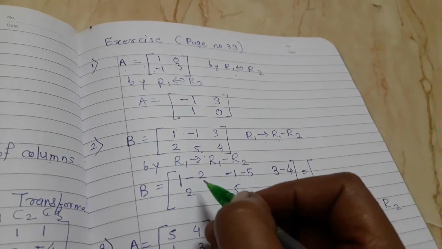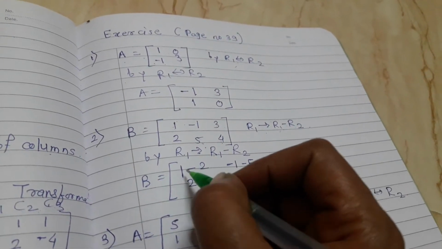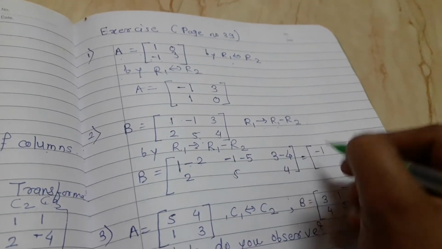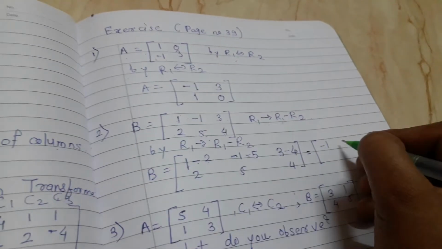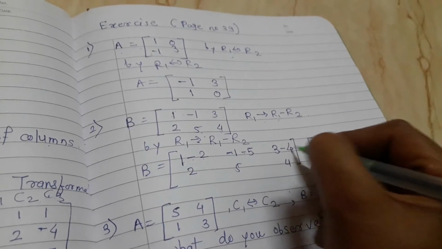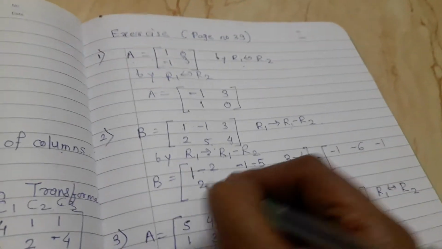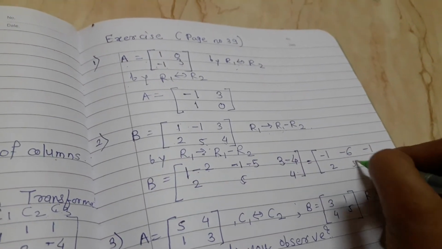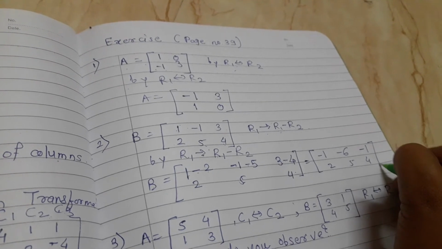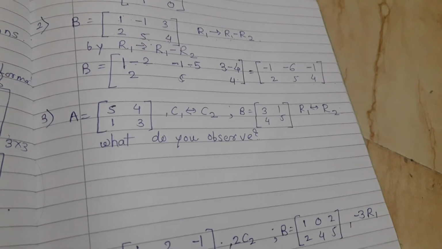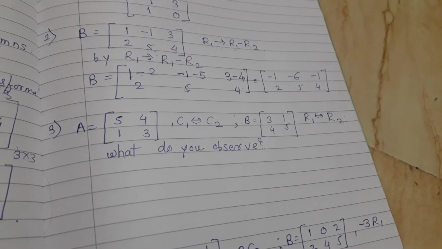Okay, let me write the next coming elements. 1 minus 2 is minus 1. Minus 1 minus 5 is minus 6. 3 minus 4 is minus 1. The second row elements are kept as it is. Okay, this is the new matrix coming from B. Therefore, B equal to minus 1 2 minus 6 5 minus 1 4, which is also so simple.